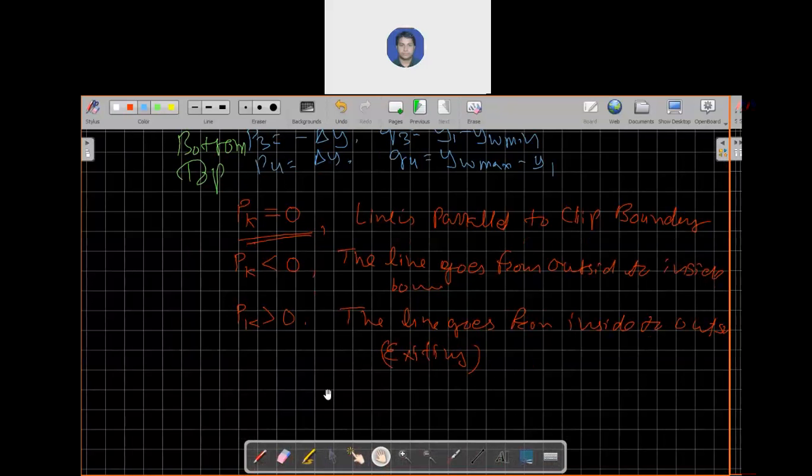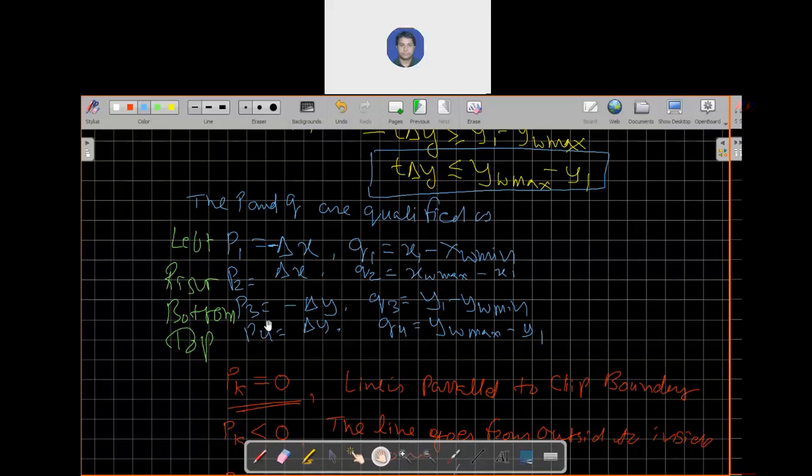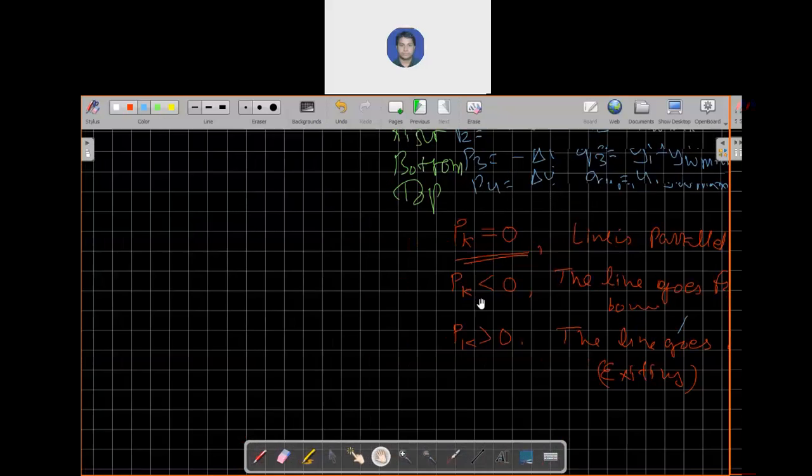Now if this condition is clear, suppose your pk value, p1, is 0, and you have determined q1, and the value of q is less than 0, then the line is completely outside. Once again, let me draw one more clip window.